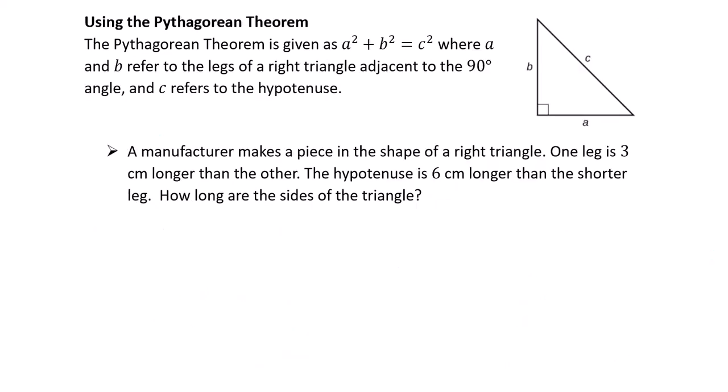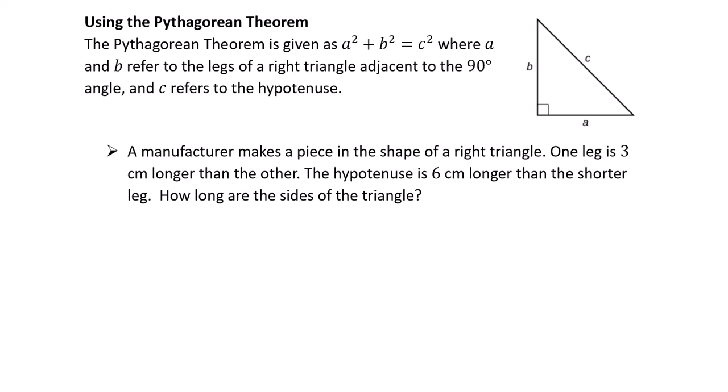Now you may have seen the Pythagorean theorem before, but I'm going to review it here. The Pythagorean theorem is given as a squared plus b squared equals c squared, where a and b refer to the legs of a right triangle adjacent to the 90-degree angle, and c refers to the hypotenuse.